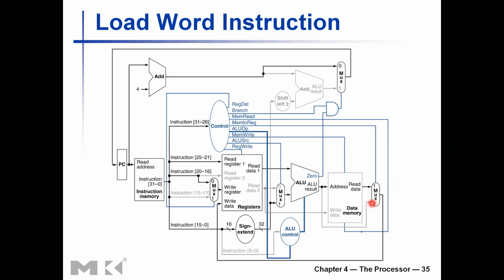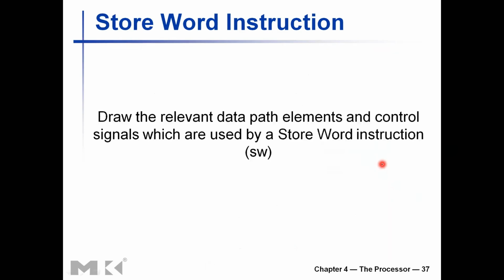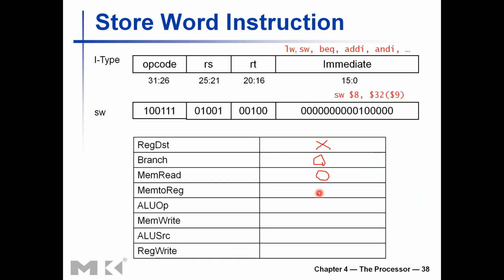That input, the ALU result, doesn't make sense for this particular instruction. So it doesn't matter. We are not going to be writing to the register file anyway. We are going to send a 0 on this register write signal. So for a store word instruction, mem to reg is don't care, and register write is also 0. We are not writing to the register file.